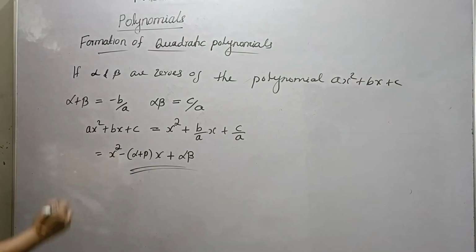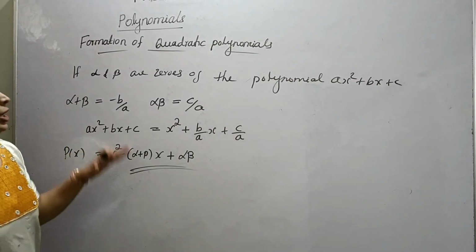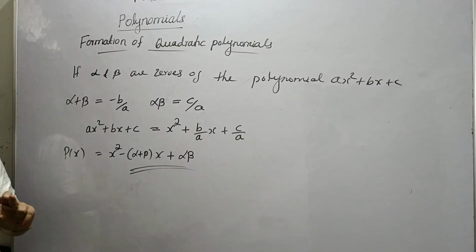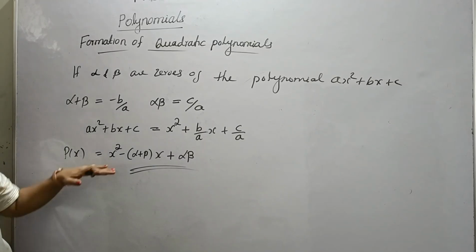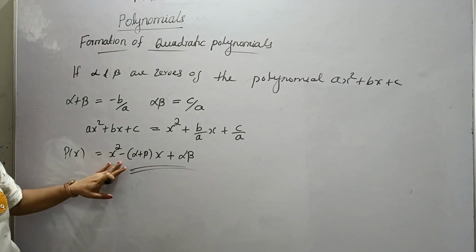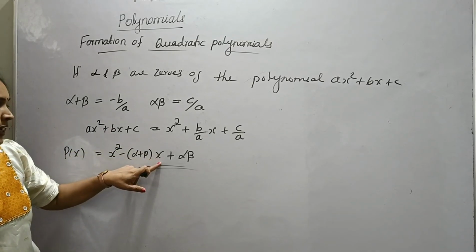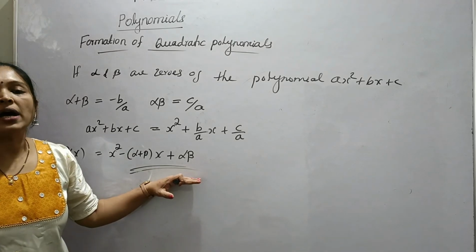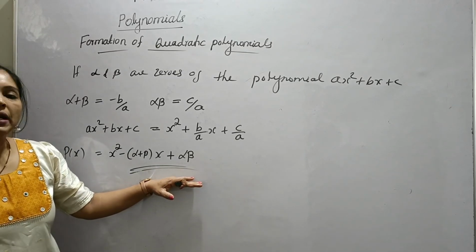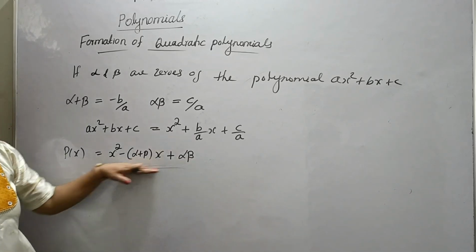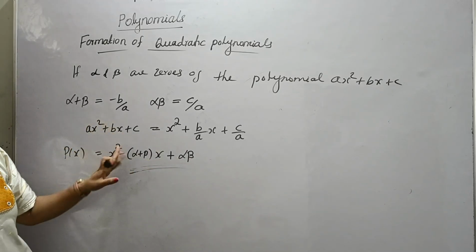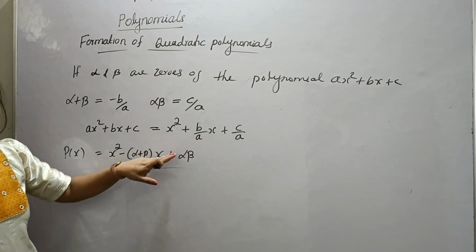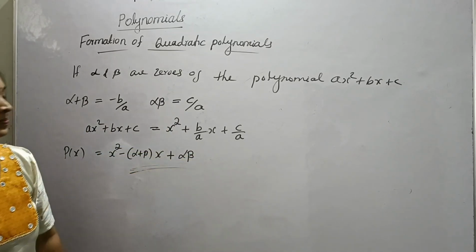Okay. So here if alpha and beta are the zeros of the polynomial, then the quadratic polynomial will be x square minus alpha plus beta into x plus alpha into beta. It's very important. If alpha and beta are the zeros of the quadratic polynomial, then quadratic polynomial will be x square minus of, okay, don't be confused, minus of alpha plus beta into x plus alpha into beta.